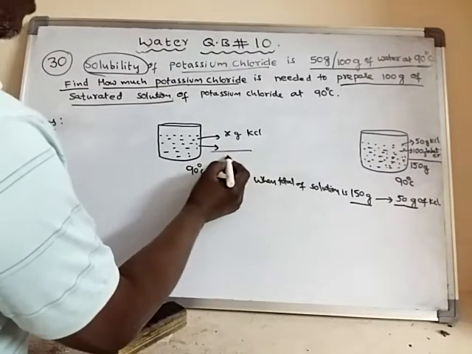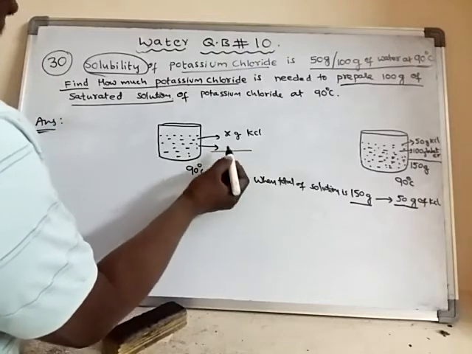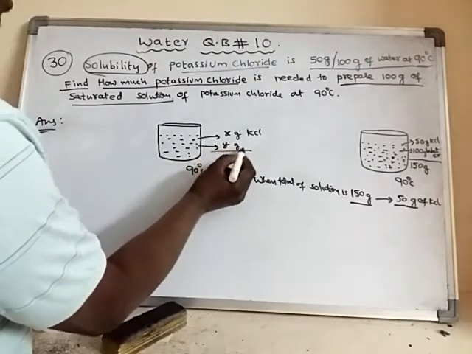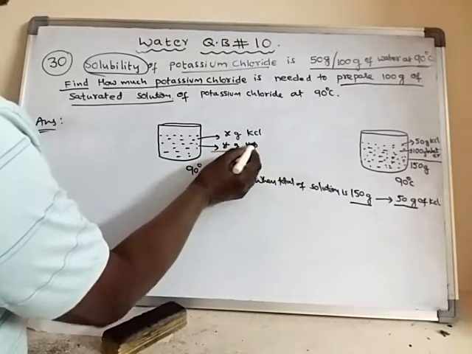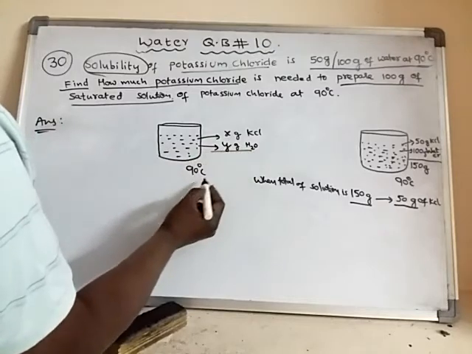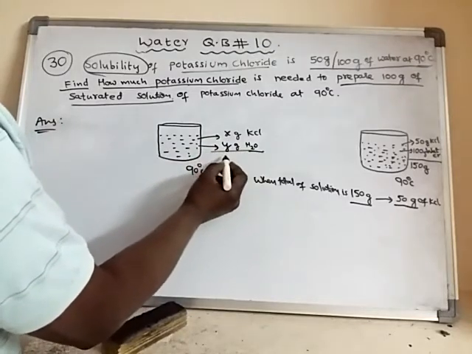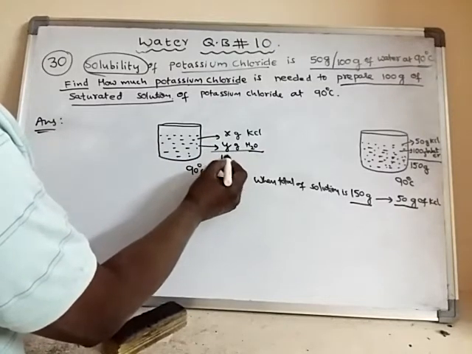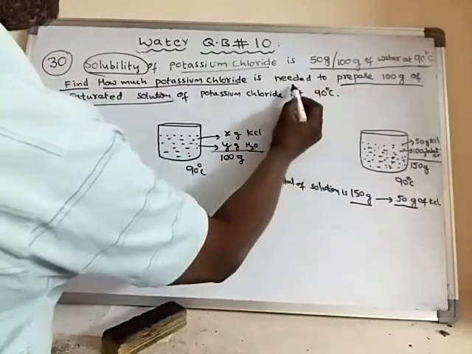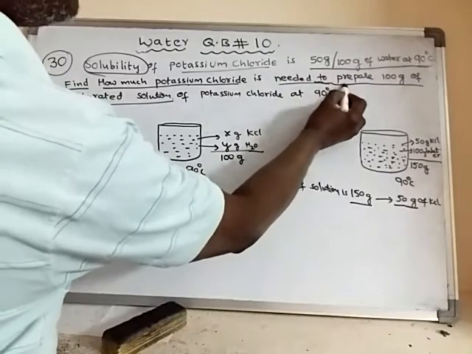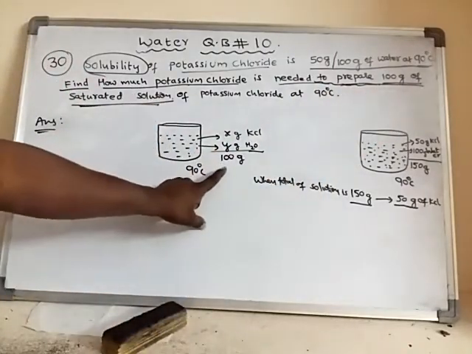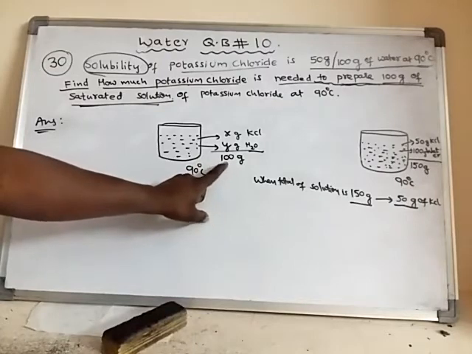We don't know the weight of water either, so let us assume Y grams of water. But the total weight of the solution is 100 grams, because it is given that we need to prepare 100 grams of solution. So the total weight of the solution is 100 grams.